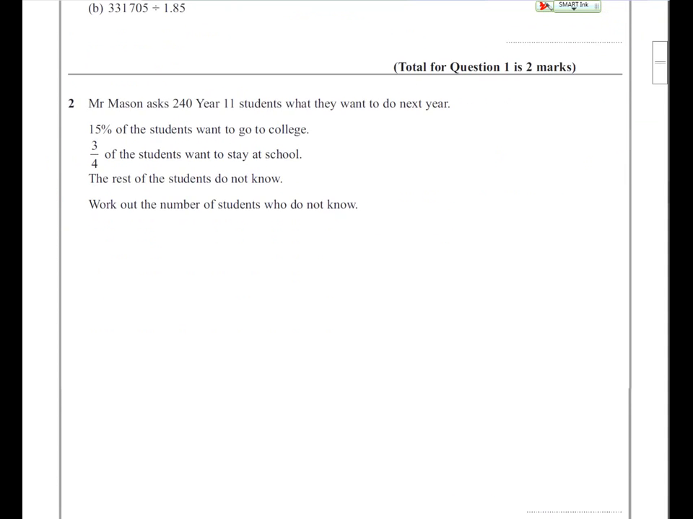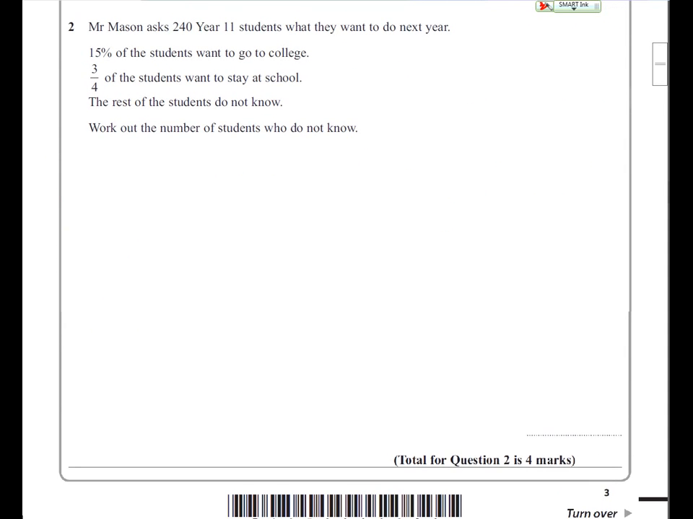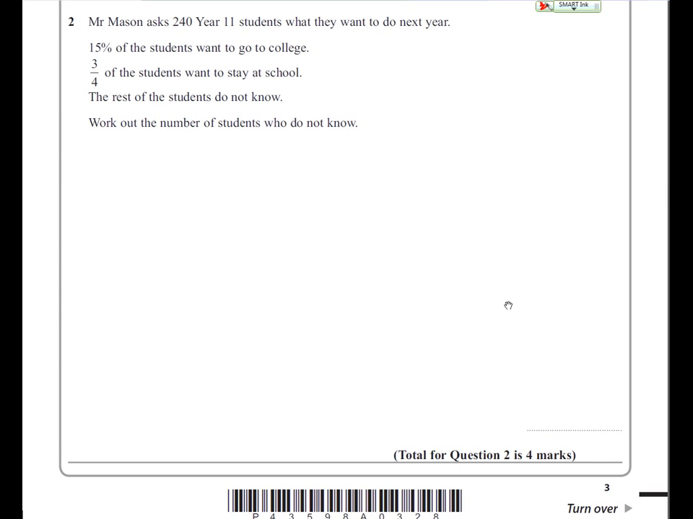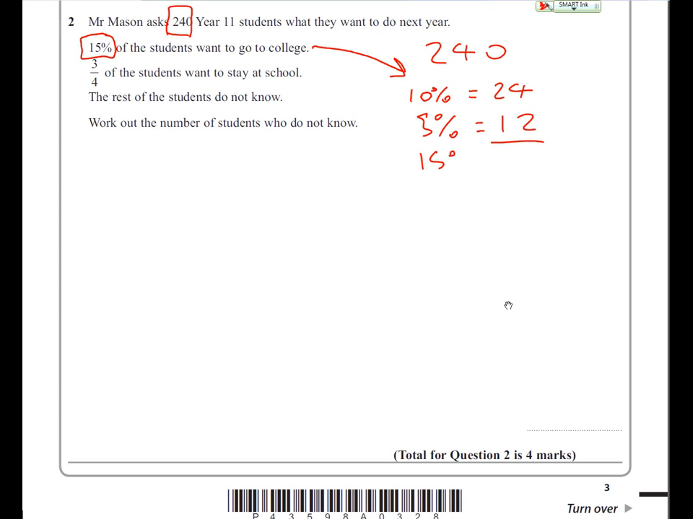Moving on to question 2. Mr. Mason asked 240 Year 11 students what they want to do next year. Keyword, 240 students. 15% of the students want to go to college. Now what I might do at this stage is be thinking we're going to have to work out 15% of 240. It's a non-calculator paper. 10% equals 24 by dividing by 10. 5% equals 12 by halving it. Add them together, you've got 15% of 240 is 36. So we already know how many students want to go to college.